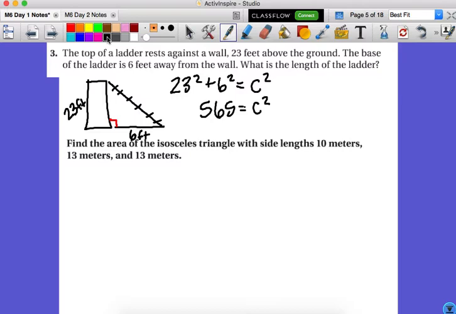However, in this particular question, they don't ask us to write our answer in any particular format. So what I'm going to do is just go ahead and take a square root of both sides and say C is approximately 23.8, which means that this ladder is approximately 23.8 feet long.